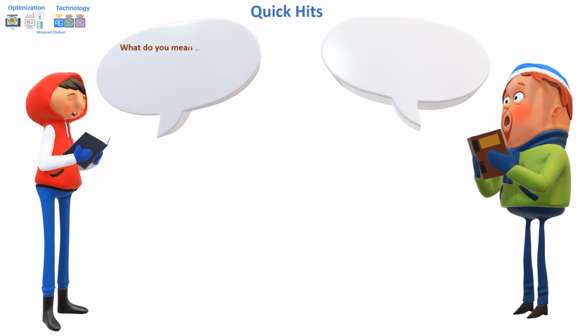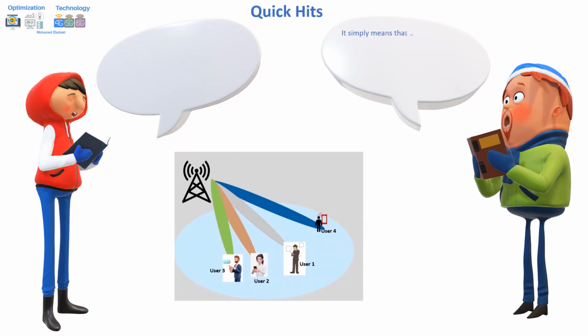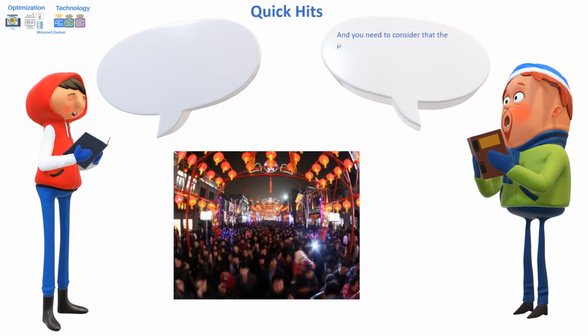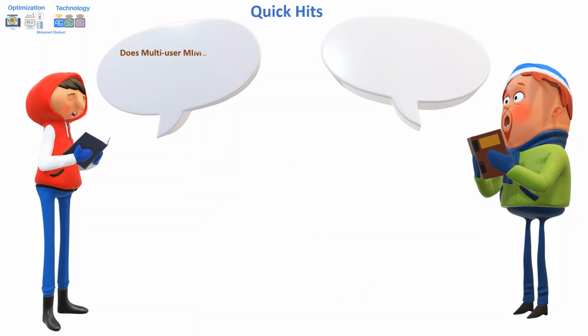What do you mean by low correlated users or users being separated in the spatial domain? It simply means that users should be geographically separated. In other words, it means that each user is served by different beams. And you need to consider that the performance of multi-user MIMO is likely to be compromised if users are clustered together at one location.